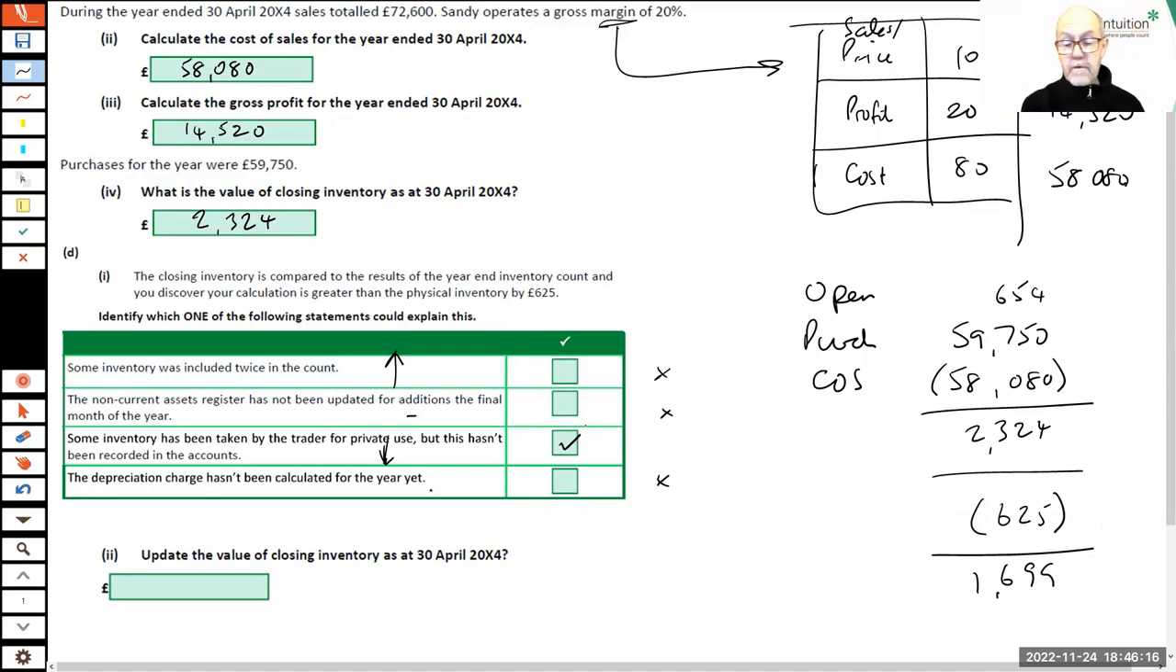So we've got one more question. Update the value of closing inventory, which we've just done. It's now going to be 1,699. And where we're going to post it, for a bonus point, of course, is drawings. That's where 625 has to go. Remember that drawings doesn't have to be cash. Drawings can be anything of value in the business.